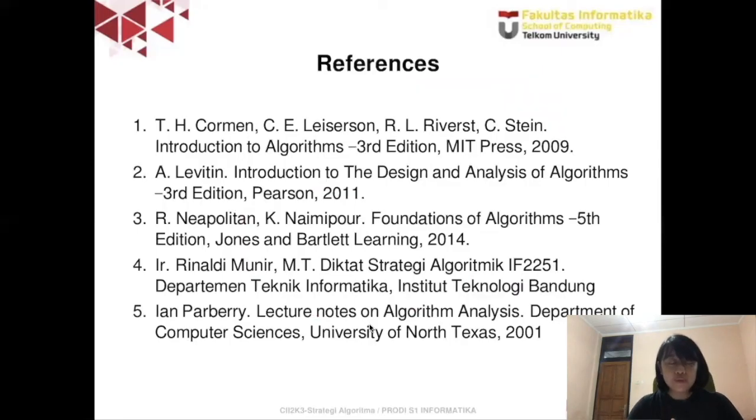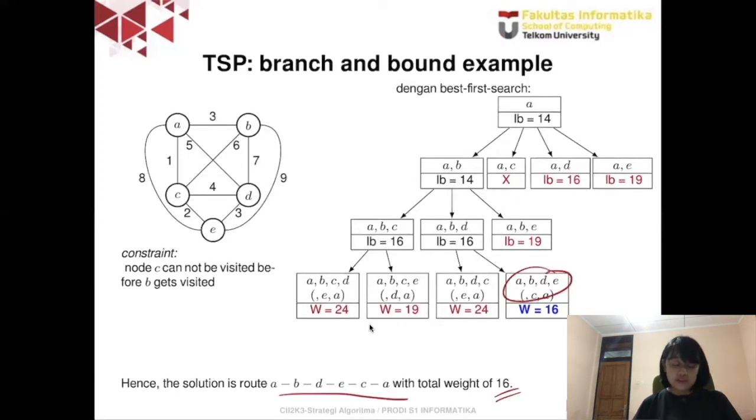But to be noted, this is for an undirected graph. For a directed graph, you need to have some modification, but actually it is similar. So in an undirected graph, you consider something like this, but in a directed graph, you need to consider something like this, which means for each node you consider one outgoing edge and one incoming edge.